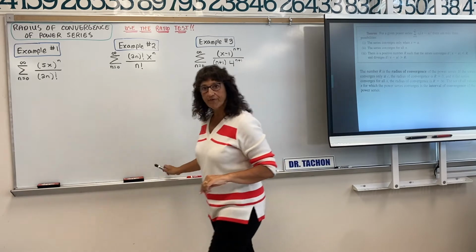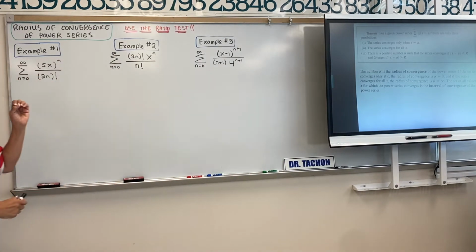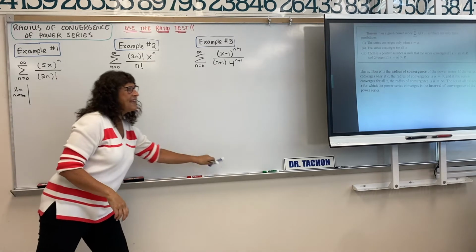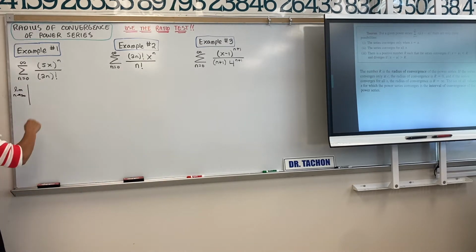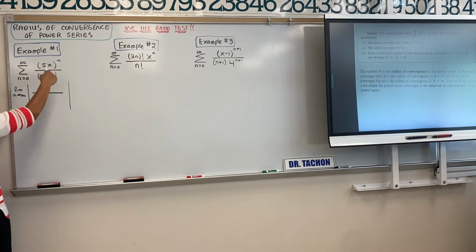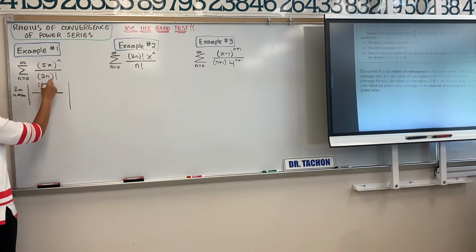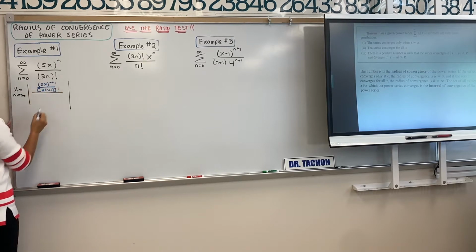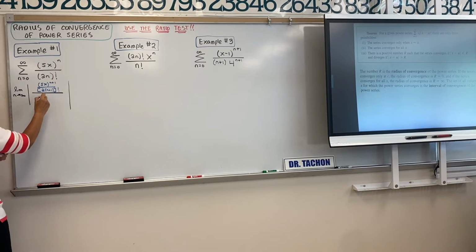Let's start with our first example. We want to find the radius of convergence by using our ratio test. We take the limit as n goes to infinity of the absolute value of a sub n plus 1 over a sub n. We put the n plus 1th term in the numerator and the nth term in the denominator, in absolute value signs. So we change the n's to n plus 1 for the numerator: 5x to the n plus 1 over 2(n plus 1) factorial. Put it over your nth term, 5x to the n over 2n factorial.